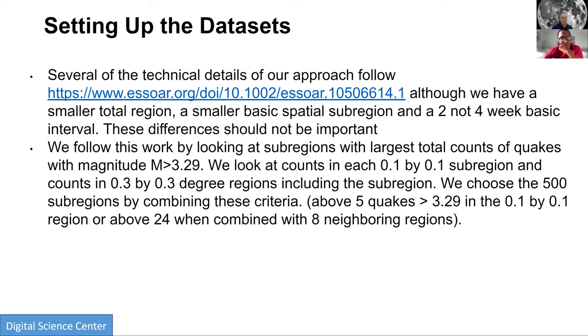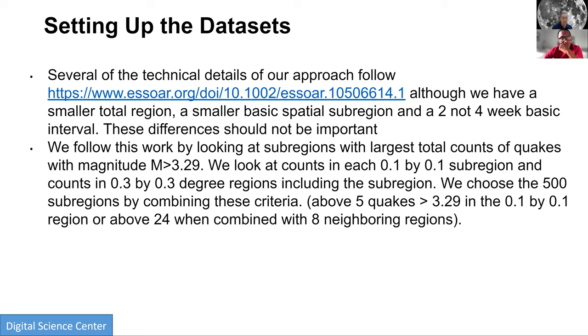basic interval. One idea we copied directly from this previous work was John Randall's choice of magnitudes greater than 3.29. So we not only looked at the total count of quakes, we looked at the count of quakes with magnitude greater than 3.29. And actually that's how we chose the 500 regions. We chose those regions so that they had a significant number of magnitude greater than 3.29 quakes in them.